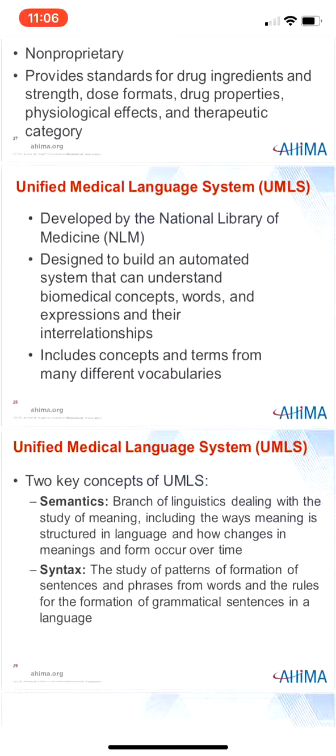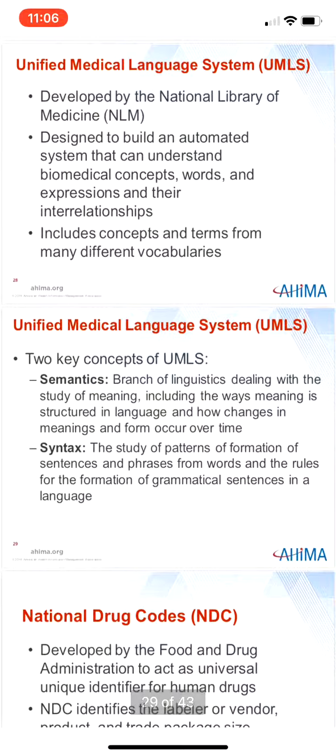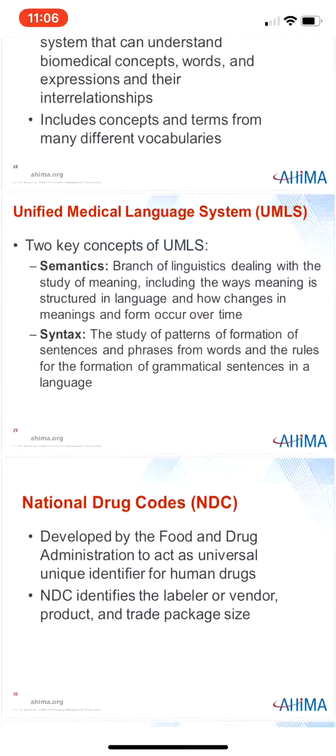To understand how the UMLS helps to learn and understand the concepts in medicine, two concepts of how language works must be understood. These two key concepts of UMLS are semantics and syntax. Semantics is a branch of linguistics dealing with the study of meaning, including the ways meaning is structured in language and how changes in meanings and form occur over time. Syntax is described as the study of patterns of formation of sentences and phrases from words and the rules for the formation of grammatical sentences in a language.